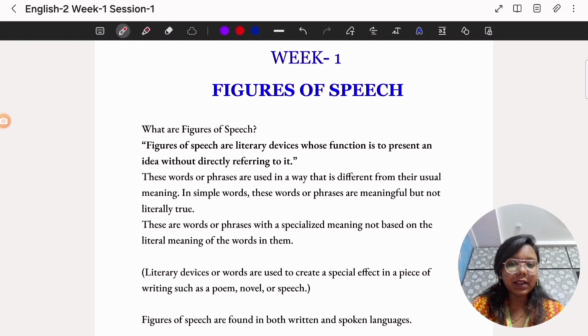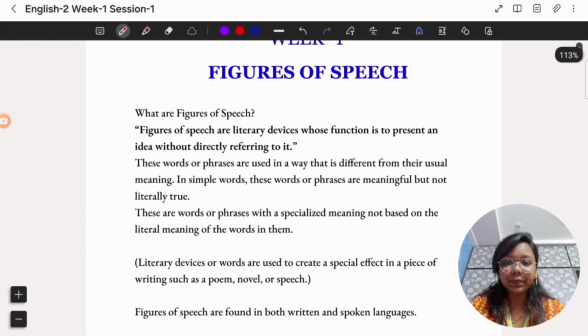Today we are going to start our English 2 preparation and I'll try to make everything as simple as possible. And today we are going to start week 1. We are going to learn about figures of speech, rhythm, pitch, intonation and discourse markers in this week. And in this lecture we are going to solely focus on figures of speech. So yeah, let's start. What are figures of speech?